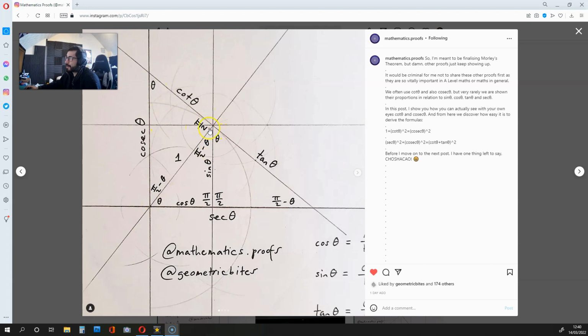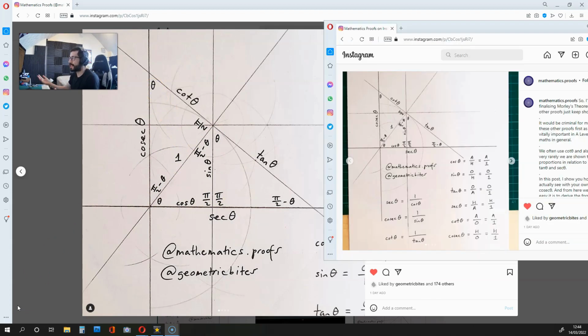This angle here is pi over 2. Because this angle here is theta, this must be pi over 2 minus theta, because we have a right angle over here. And since this is the case, just as with the other right-angled triangle, this angle up here must also be equal to theta.